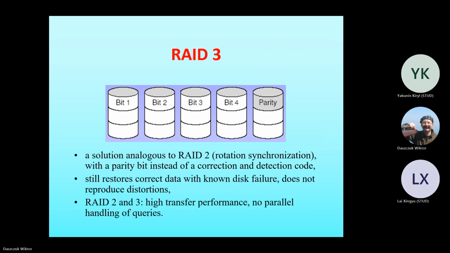RAID 3. Similar to RAID 2, but the correction code is replaced by a detection code. We control data by parity bit.